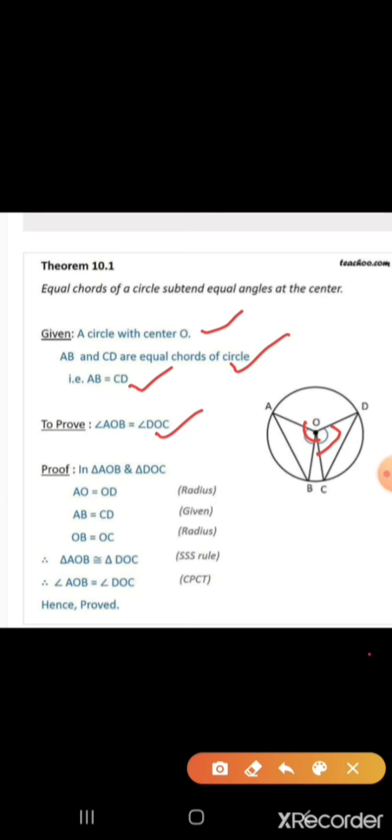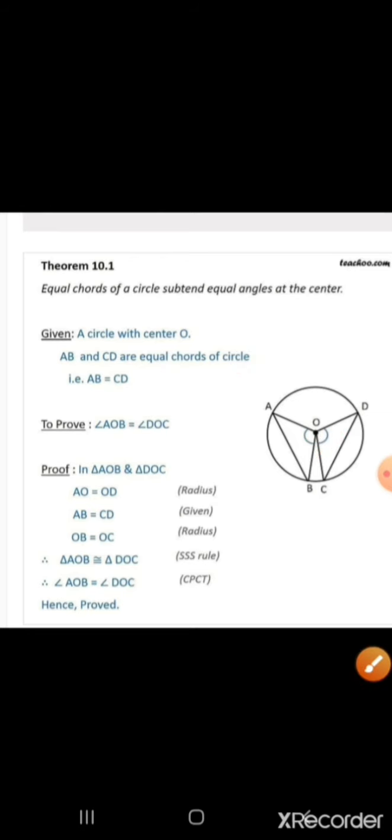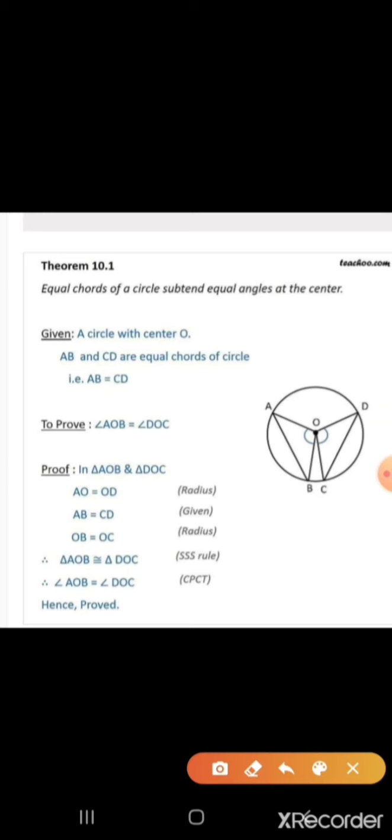How can we prove it? We are going to prove it using the congruence relation. Consider these two triangles, and we are going to prove these two triangles congruent. What can we get from the picture? AO equals OD, radii of the same circle, both are radius. Then AB equals CD, that is given, both the chords are equal. Again OB equals OC, that is also two radii.